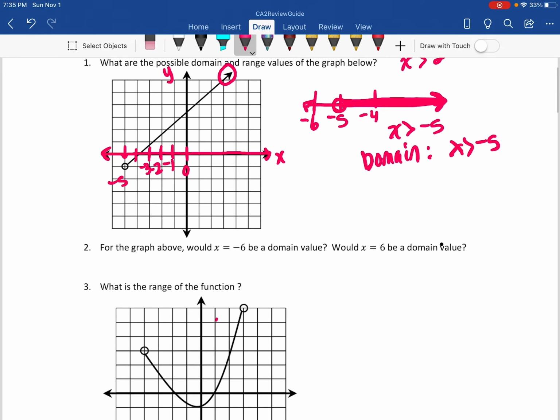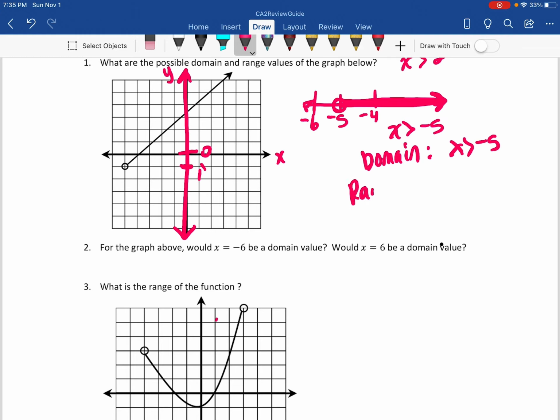Now if I were to look at the range, I can do the same thing that I did with the domain, and I can look at the y-axis. I'm looking at this, and it's just like a normal number line. It's just up and down. So I have 0 here, and then I have -1 here, and then -2, and all the way down. But I only really need to look at -1.